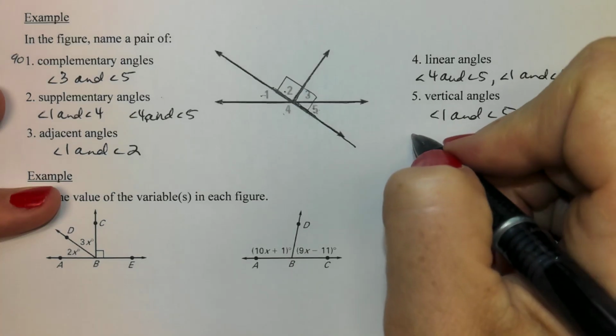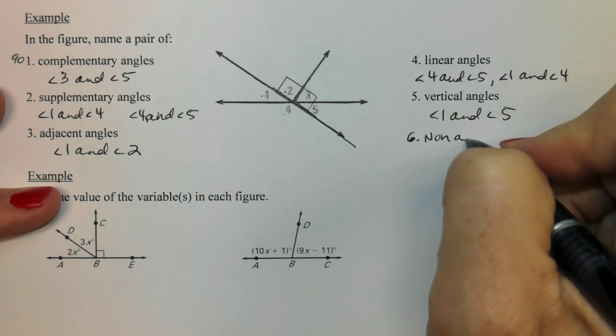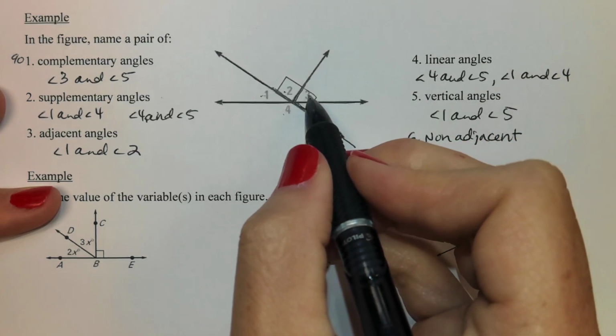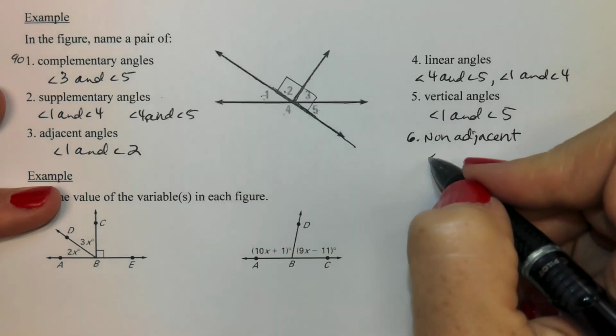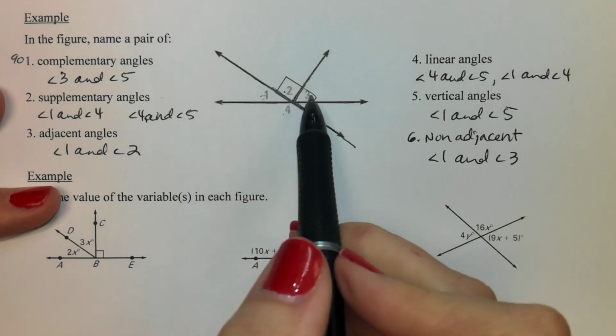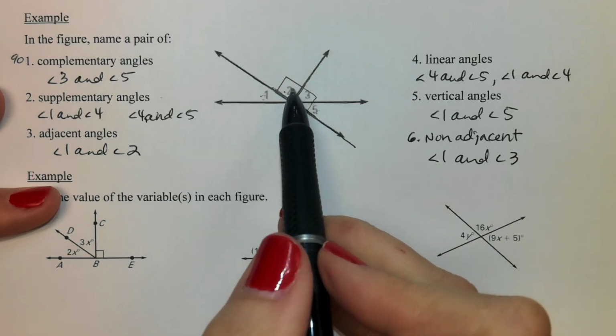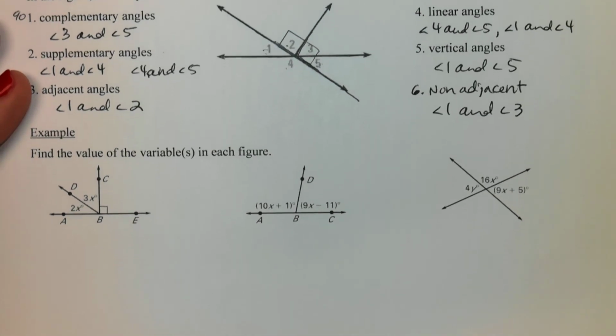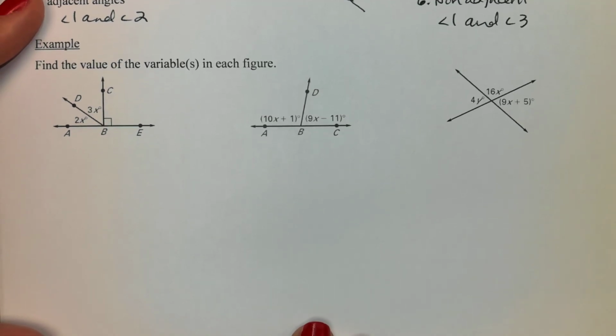The only one I should have included here is non-adjacent, just to give yourself an example. That would be like 1 and 3. They don't share a side, and they don't touch. So 1 and 3 would work, 2 and 4 would work, 1 and 5, you've got some options. Now let's use those ideas, but actually do some solving.